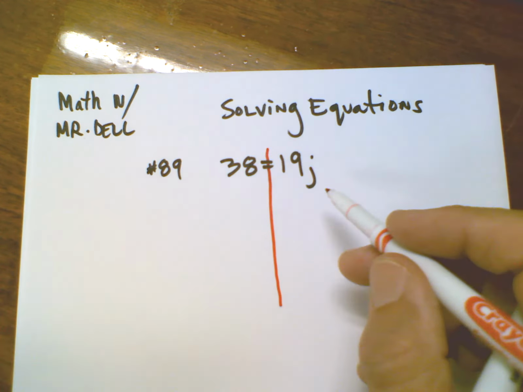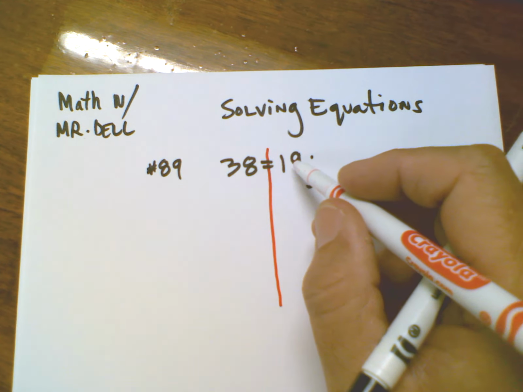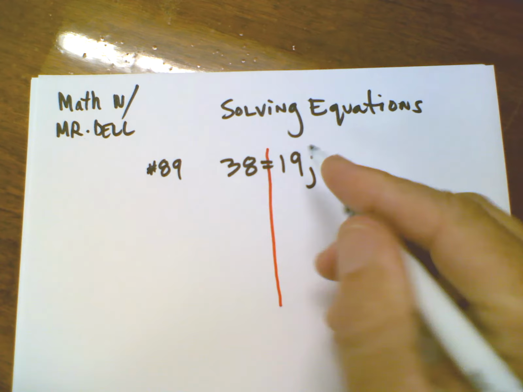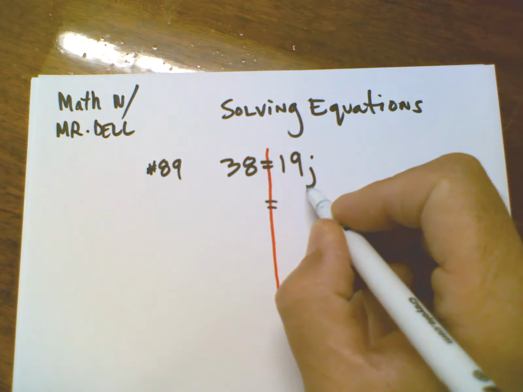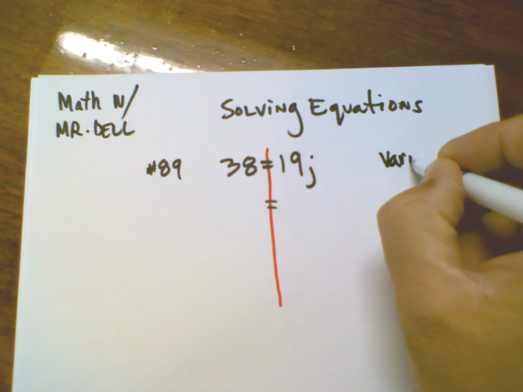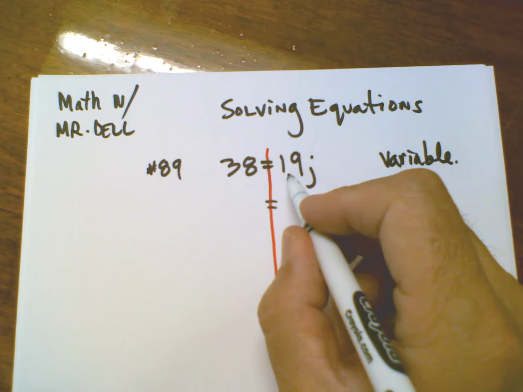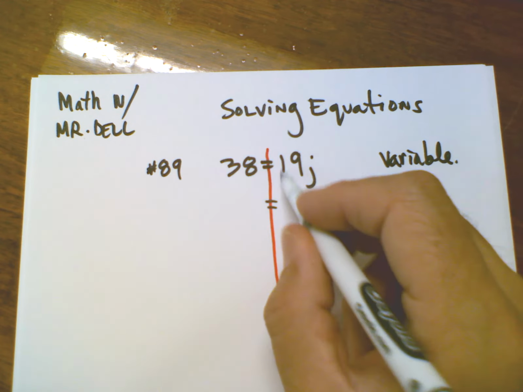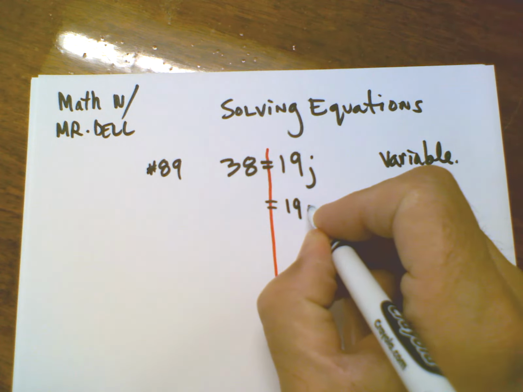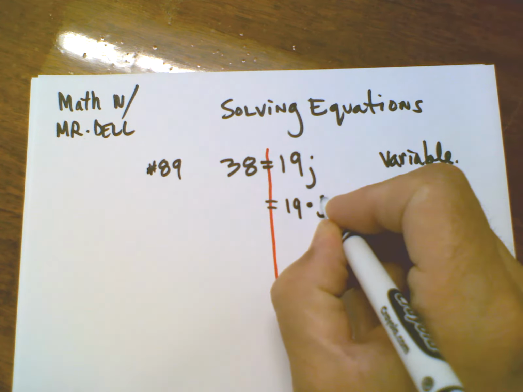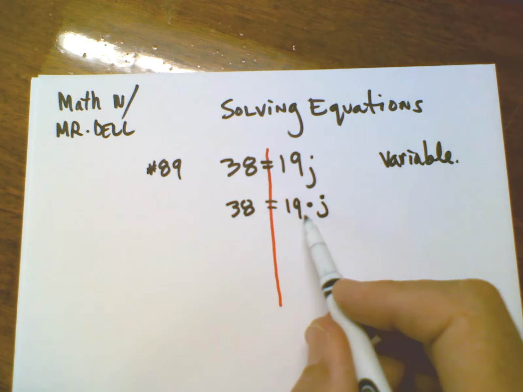So first of all, you got to be able to interpret, what does that mean, 19J? Well, if you've got a number and it's right next to a variable, J in this case is called my variable, right? So J is the variable. When there's a number and the number is my coefficient next to the variable, the operation is multiplication. So really what I'm saying is 38 is equal to 19 times something.